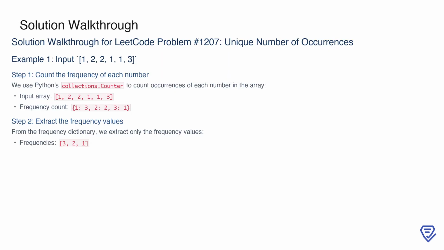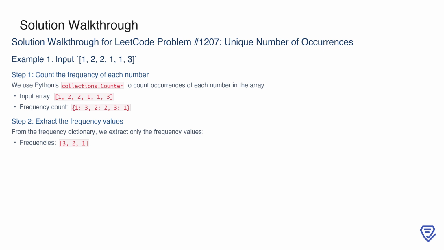To solve the unique number of occurrences problem, we start by analyzing the given input, which is the array 1, 2, 2, 1, 1, 3. The first step is to count how many times each number appears in the array. Using Python's collections Counter, we can quickly calculate these frequencies. For this input, the number 1 occurs 3 times, 2 occurs 2 times, and 3 occurs once. This gives us the frequency dictionary 1:3, 2:2, 3:1.